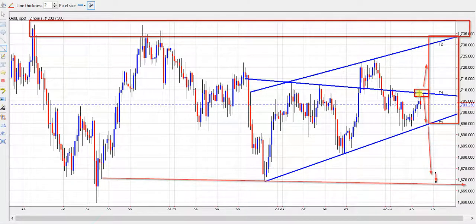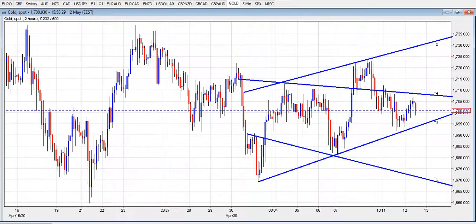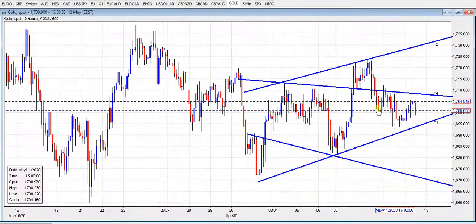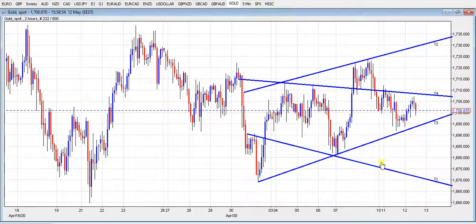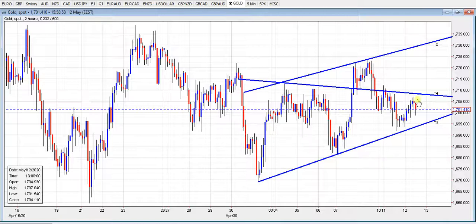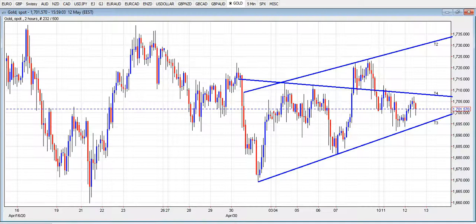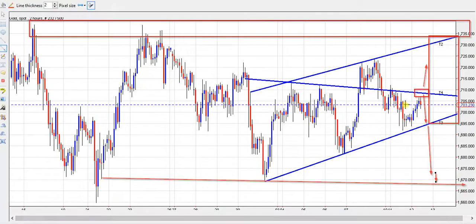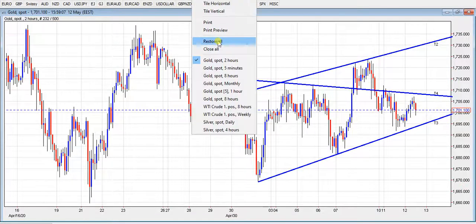So this was just a technical layout of what I did earlier. If there was a further breakout under, let's say, 1692, 93, then we can expect the price falling all the way down to 1670. That's the layout, and it's already started falling into it. This is what I was looking for, a move on the lower side.